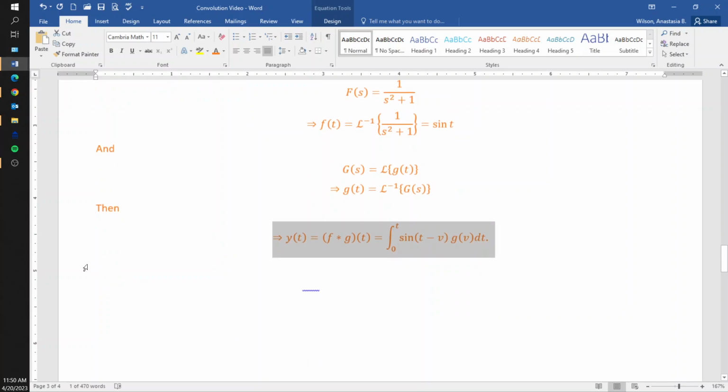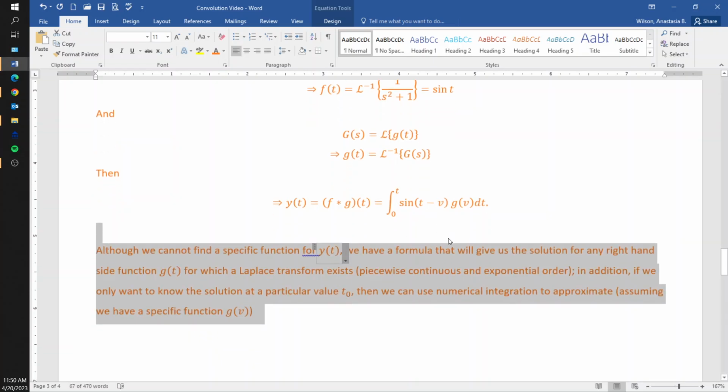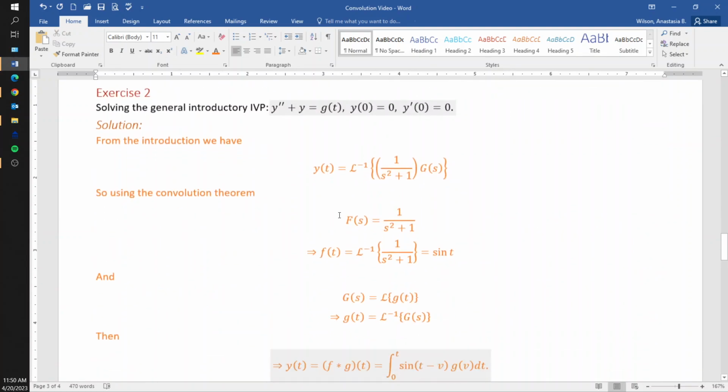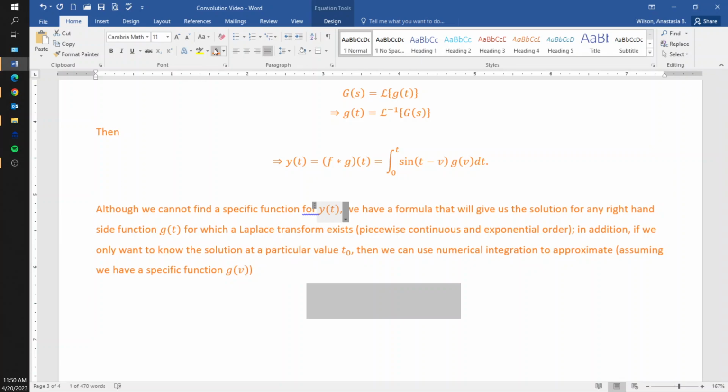Now, the downside is that we don't know what g is, so we can't integrate this. But it's still a formula for our solution. It's not just a general initial value problem. And we could actually find what the solution is at a particular value t by substituting in that t value if we have a specific g of v. So what I mean by that is this.